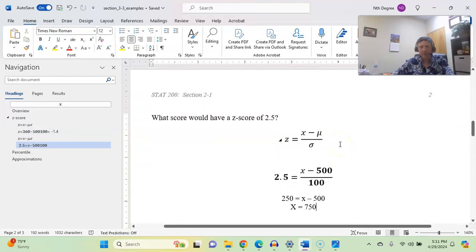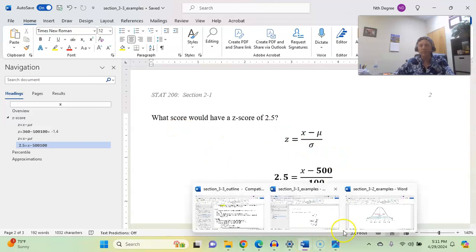Okay, so let's leave this video clip here. We've covered the overview and the z-score, and we'll be able to pick up percentiles in the next video segment.